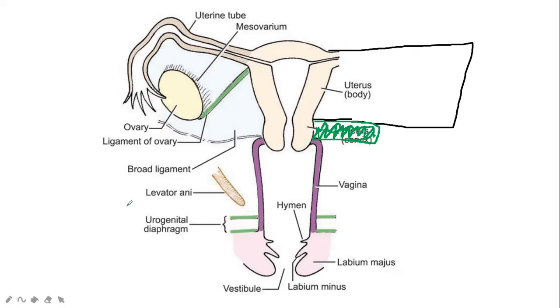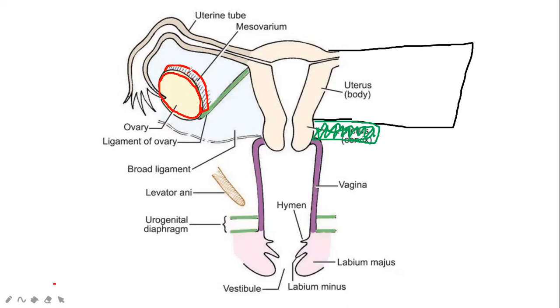Within the broad ligament, what you see are these structures. First, I see the ovary. The ovary will be covered by peritoneum, and it will be suspended from the posterior part of the broad ligament by this mesentery that we call the meso-ovarium. So the gonad itself is covered by peritoneum, but it's suspended from the posterior.